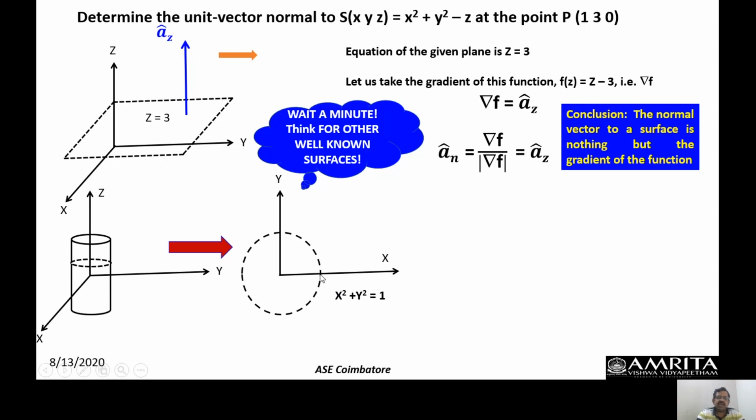So 2a_x hat, I am going to get along this direction. What is the unit vector along this direction? It will be 2a_x hat divided by mod 2a_x hat. The moment I do that, mod is a scalar, so I substitute and I will get a_x direction. So at this point I am going to get a_x direction. At this point I am going to get a_x by root 2 along this direction and plus a_y by root 2 along this direction. Similarly, I am going to get the respective ones.